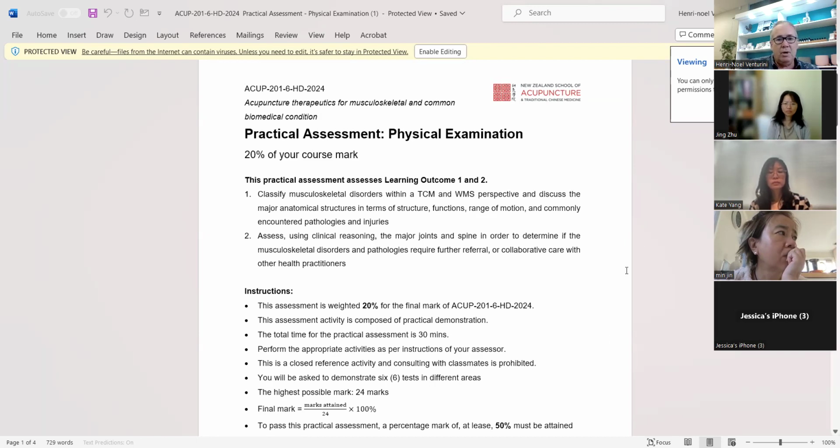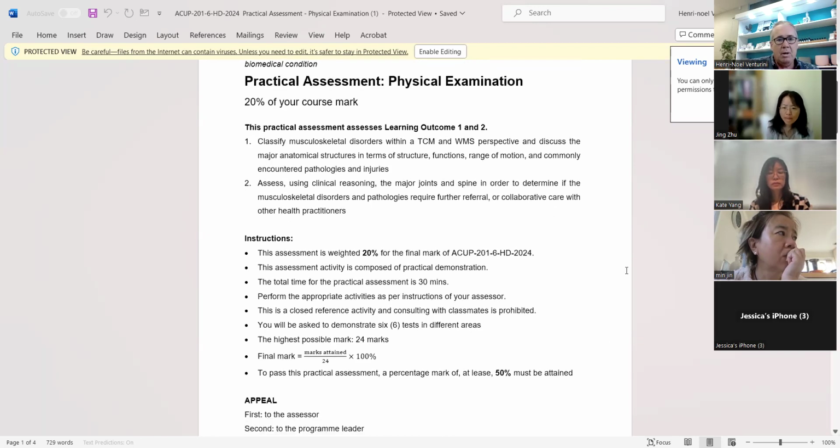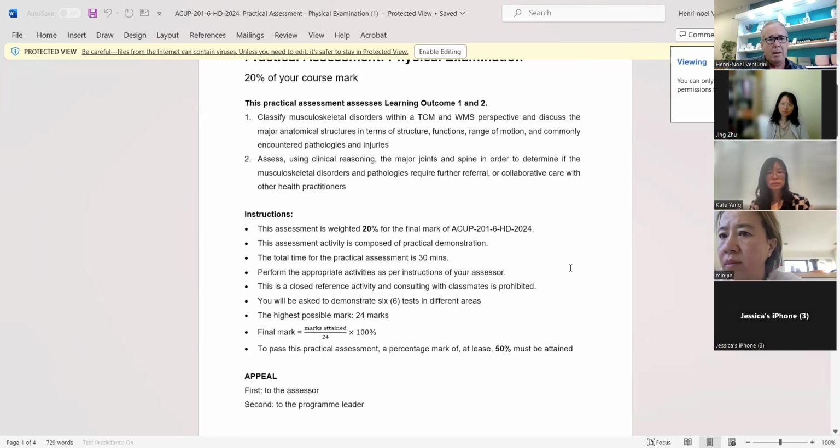If the assessment is 20% weight of your final mark, the assessment activity is composed of a practical demonstration. The total time for the practical assessment is 30 minutes per person. So you'll be drawing lots to see who goes first, second, third, fourth, whatever. And the time will be monitored. So 30 minutes is what you're going to get, because otherwise we'll never get through everybody.